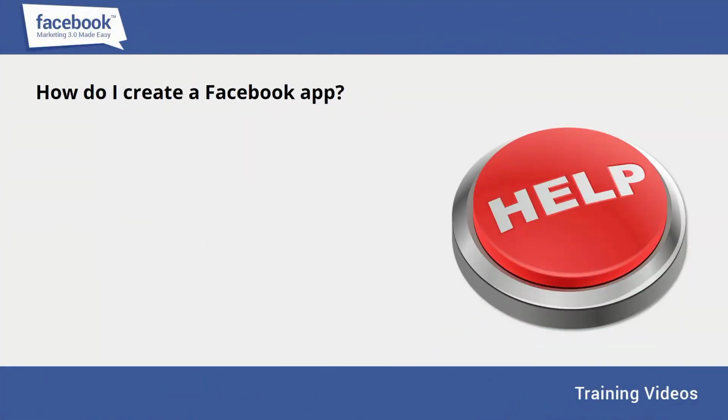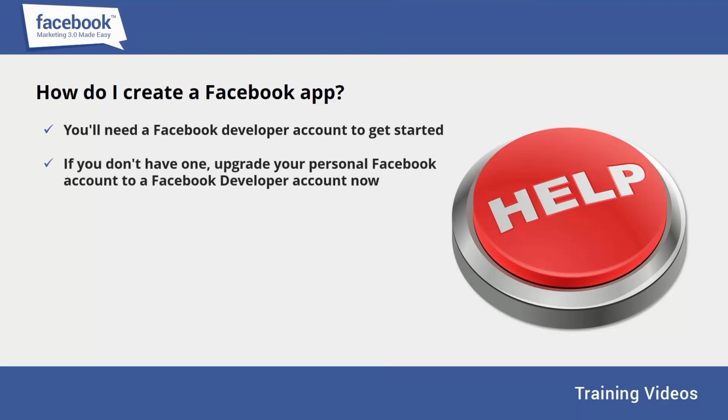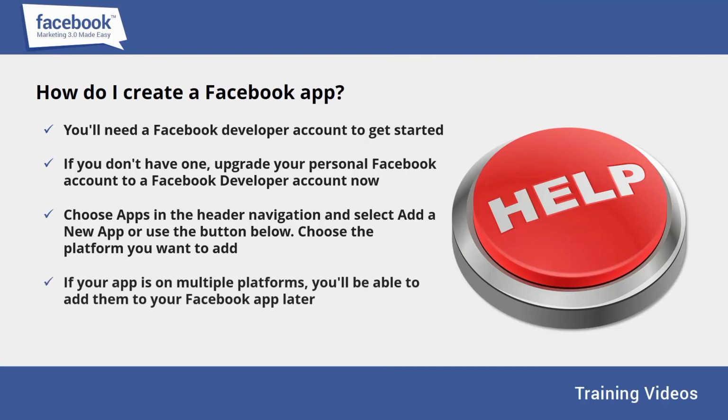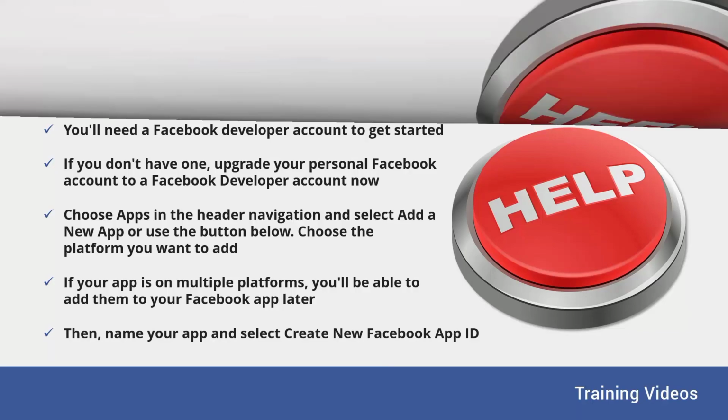How do I create a Facebook app? You'll need a Facebook developer account to get started. If you don't have one, upgrade your personal account to a Facebook developer account now. Choose Apps in the header navigation and select Add a new app or use the button below. Choose the platform you want to add. If your app is on multiple platforms, you'll be able to add them to your Facebook app later. Then, name your app and select Create New Facebook App ID.